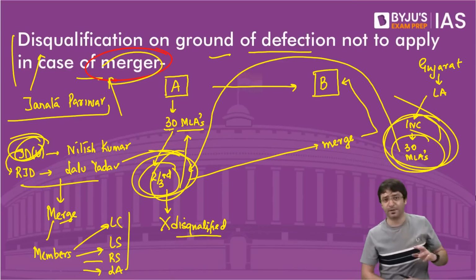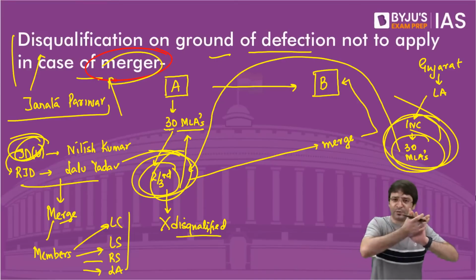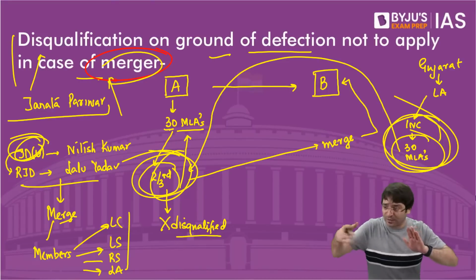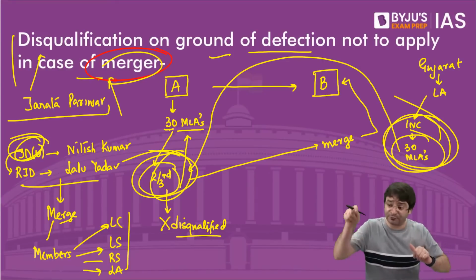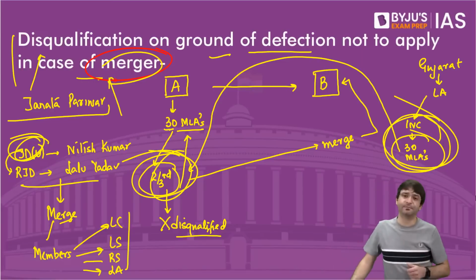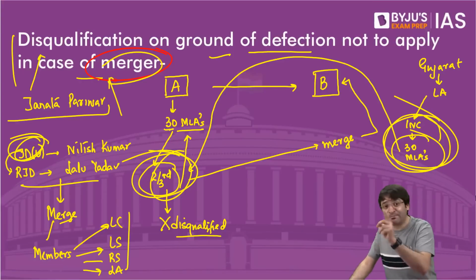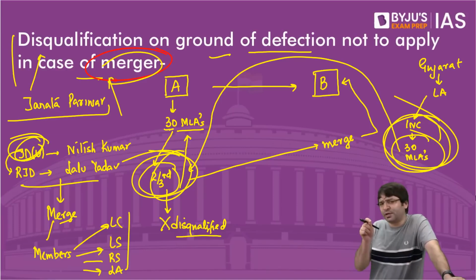Now if tomorrow Congress says TMC will merge with it, NCP will merge with it, what will happen to NCP MLAs and MPs, TMC MPs and MLAs? Because they have merged with Congress. They will not be disqualified if two-thirds of their MLAs agree with this. That means the merger will only take place if at least two-thirds of their members in parliament and legislature agree to this merger. Sir, if only two-thirds agree and one-third do not, what will happen to those one-third?